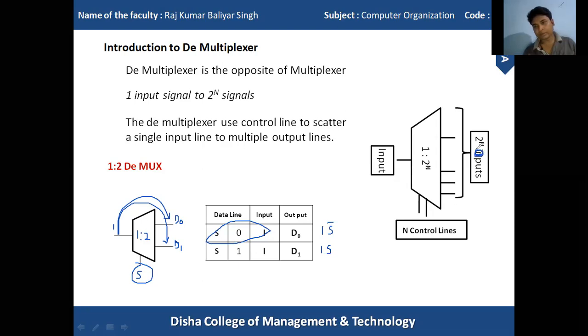Okay, small mistake on my side, I'm sorry. It's the output line, 2 to the n output lines. So here that is my I. So I'm not going to combine these two functions. The functions should be individual. So this is one function, this is another function, this is another function, and this is another function, like that. Okay, so let's see 1 to 4 DMUX.